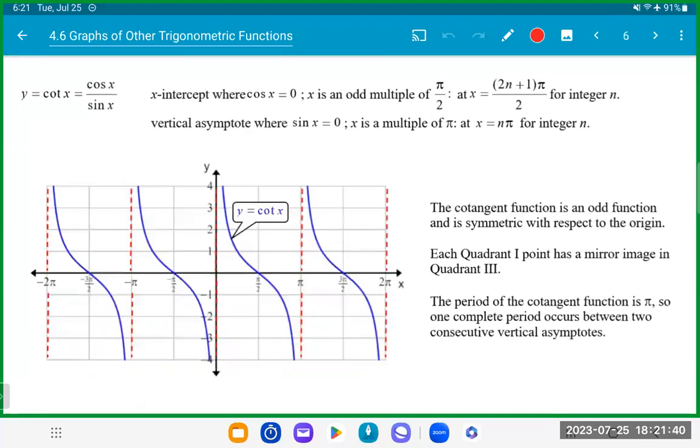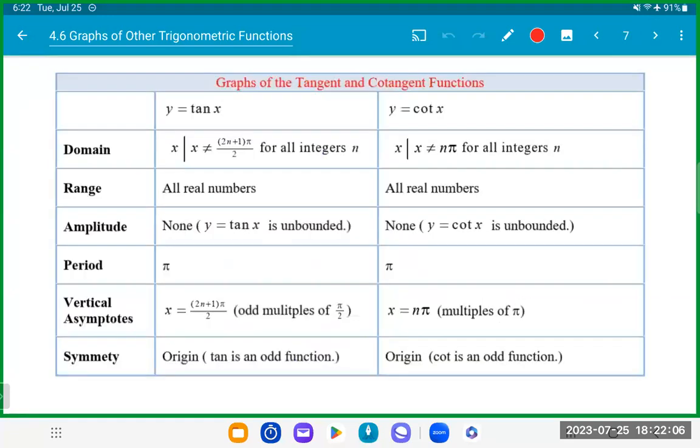Similarly, with the cotangent, that is our cosine divided by our sine. So anywhere that we'll have a vertical asymptote is anywhere that our sine is equal to 0. Okay. And then I give you these two pages and this one as well, more for information, just so that you have it available to you.